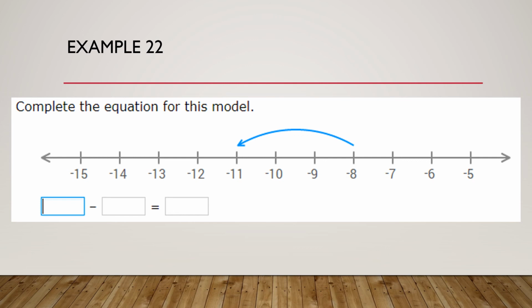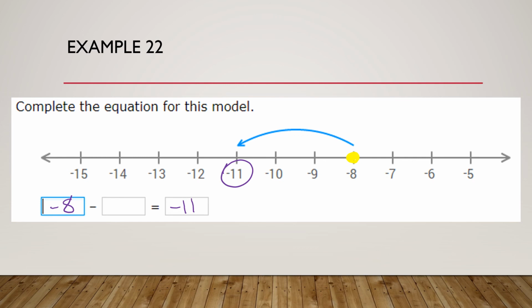Okay, this problem goes back to what we did in our exit slip yesterday. So completing the equation for this model. The first thing you need to do is look at where it started. So remember, the side with the arrow here, that is not where it starts. It's the one here that doesn't have an arrow on the end, so to speak. That's how you know where it's actually starting. Okay, so it's starting at negative 8. So that tells us that this first blank is going to be negative 8. And then we can see that it ends at negative 11, so it's going to equal negative 11.